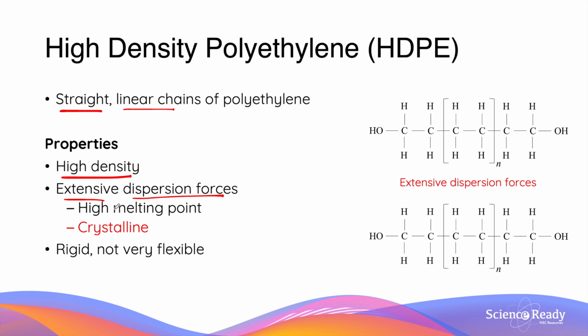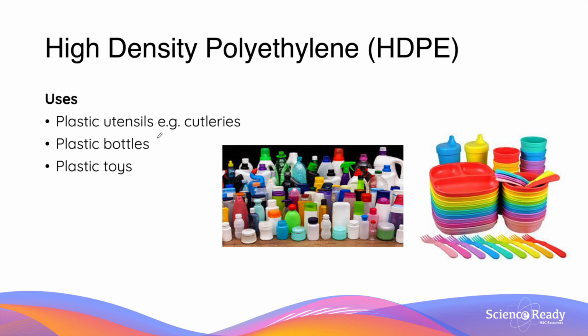The extensive dispersion forces give rise to a high melting point as well as a crystalline structure for the polymer. In addition, the linear polymer chains cause the polymer to be very rigid as opposed to being flexible, as we will see in a moment with LDPE. Some typical uses of HDPE utilize its rigid and crystalline structure. For example, it is found in most plastic utensils such as cutlery, plastic bottles as you can see in this image here, and plastic toys.